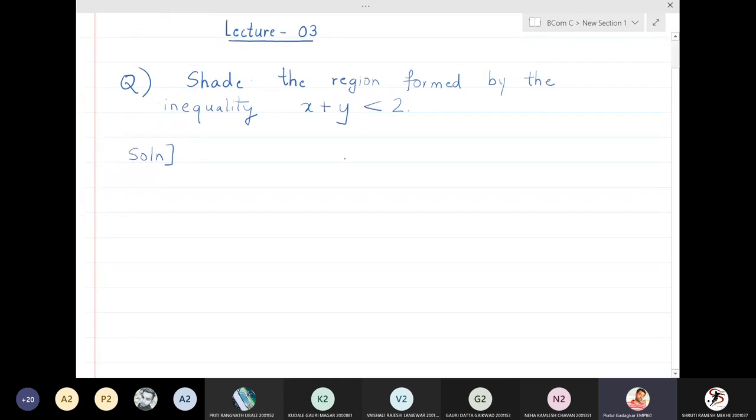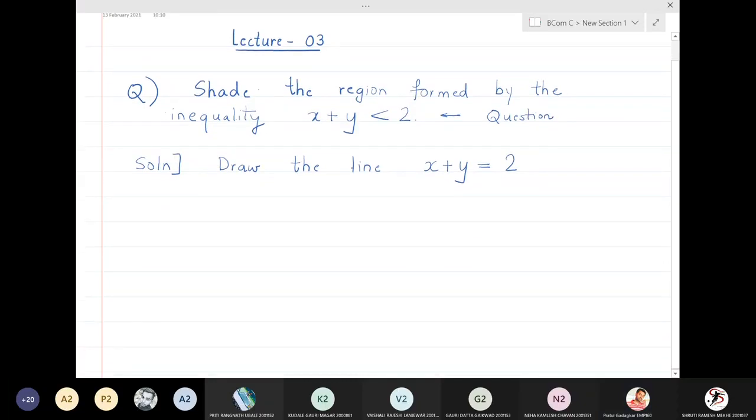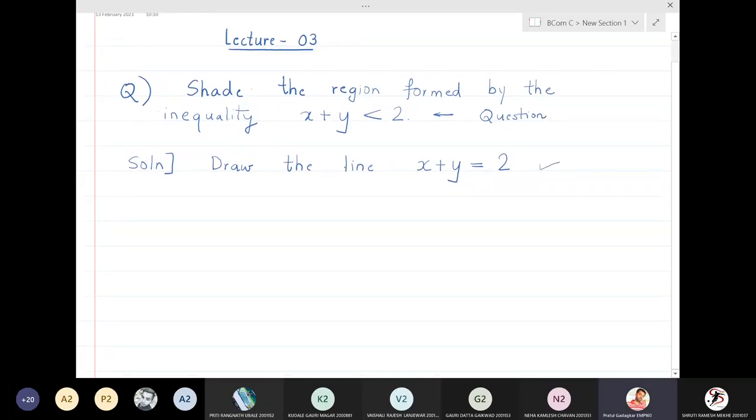So what will I do now? I will first draw the line. So let me write: draw the line x plus y equal to 2. Okay, so for the time being, don't pay attention to this thing. So first I will draw the line x plus y equal to 2. Remember, this is our original question. We don't forget the original question. This is our target. And now I'm trying to draw the line x plus y equal to 2.